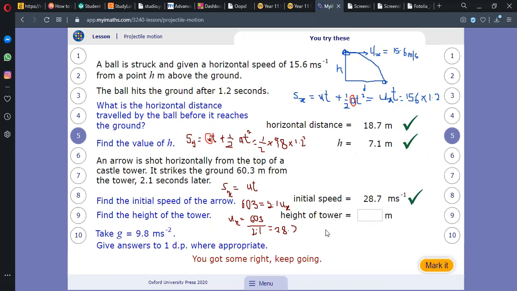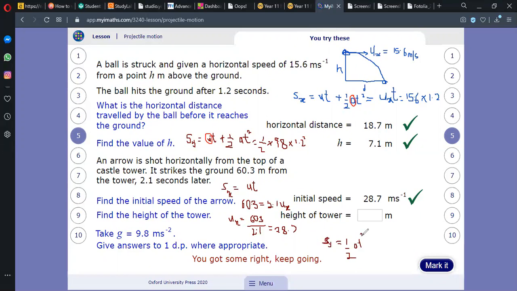That's correct. Now to find the height is the vertical motion. So that will be Sy. If I'm looking for Sy in this case for the height, Sy is going to be equal to ut plus half at squared. But in the vertical direction, we know that we have acceleration due to gravity. And then you can also know that it is shot horizontally from the top of the castle. So there is no velocity going upward. So that simply means that initial velocity for y is 0. So the first part is gone. I'm only left with my half at squared.